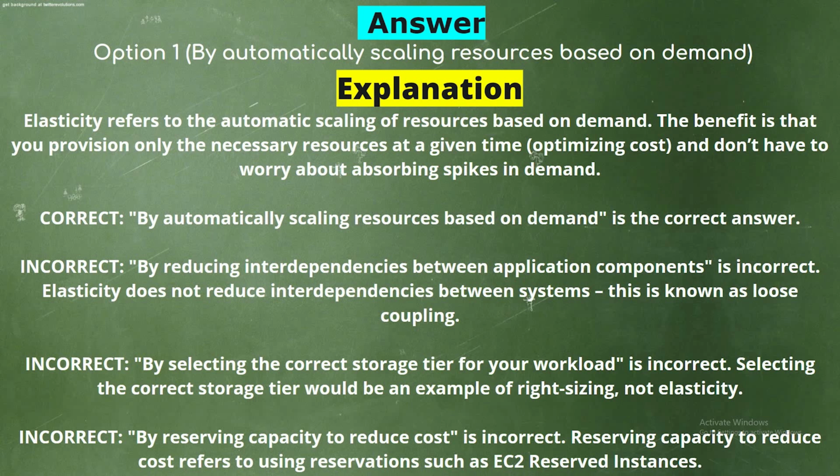Incorrect. By reducing interdependencies between application components is incorrect. Elasticity doesn't reduce interdependencies between systems. This is known as loose coupling. Incorrect. By selecting the correct storage tier for your workload is incorrect. Selecting the correct storage tier would be an example of right sizing, not elasticity. Incorrect. By reserving capacity to reduce cost is incorrect. Reserving capacity to reduce cost refers to using reservations such as EC2 reserved instances.